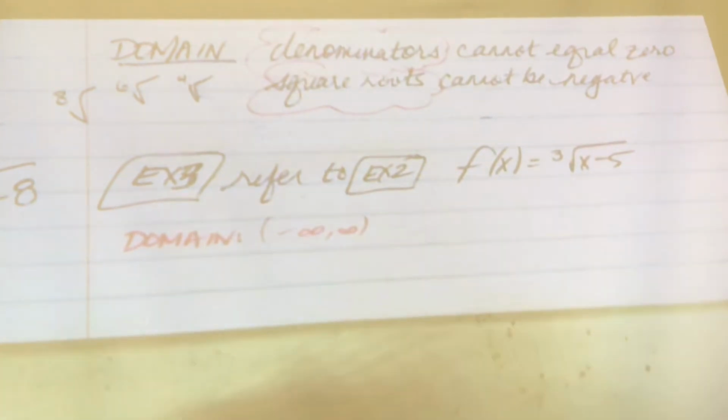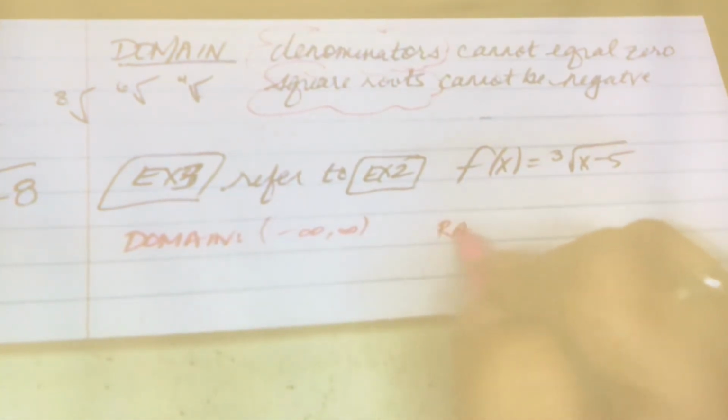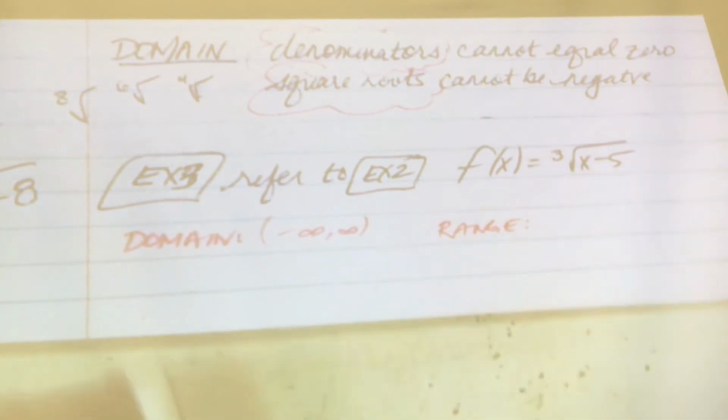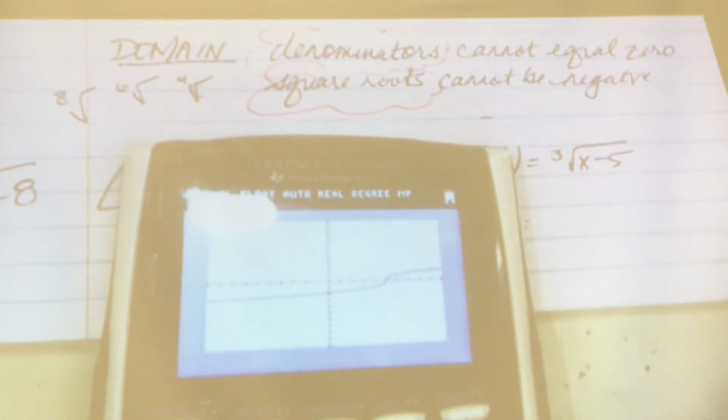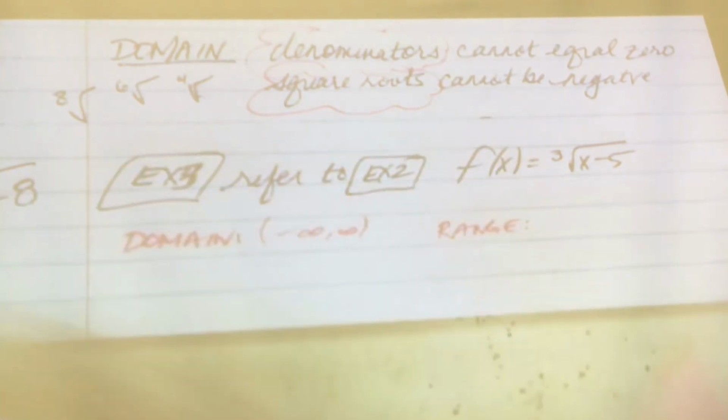We're good. The range means you go up and down the elevator. Doesn't look like anything's broken as well, so you're talking about all real numbers here.